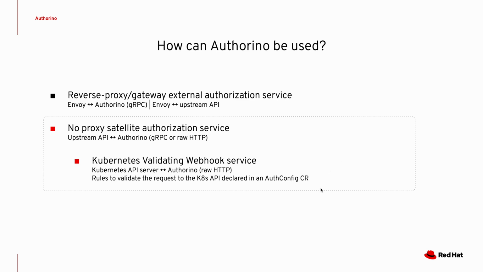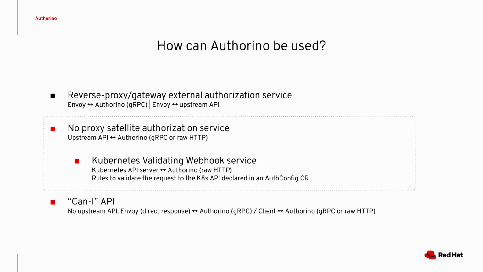custom resource. And just to complete the list here, yet another way to use Authorino would be with no protected upstream service at all, but with just a client talking to Authorino directly or through Envoy to ask questions such as, can I send a GET request to api.io/foo, for example?